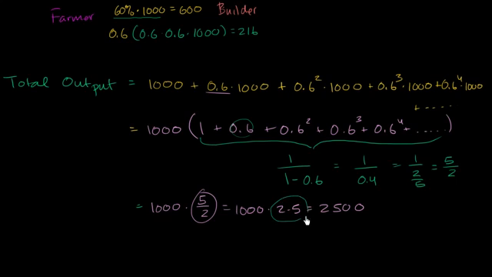And this 2.5 was completely a function of what the marginal propensity to consume was. So we have this relationship here, that whatever the marginal propensity to consume is, that drives the multiplier. And all the multiplier is saying is, if you spend an extra dollar in this economy, given people's marginal propensity to consume, how much will that increase total output?